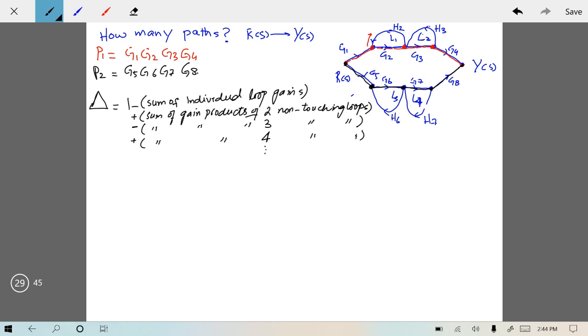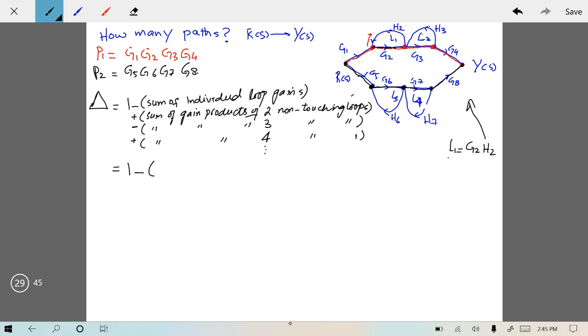So let's plug in the values from this graph to this formula. 1 minus sum of individual loop gains. Now how many loops are there? There are 4 loops: L1, L2, L3 and L4. Let's define L1 as equal to G2 into H2. The loop gain of loop L1 is G2 into H2. This is the loop gain of this complete loop.